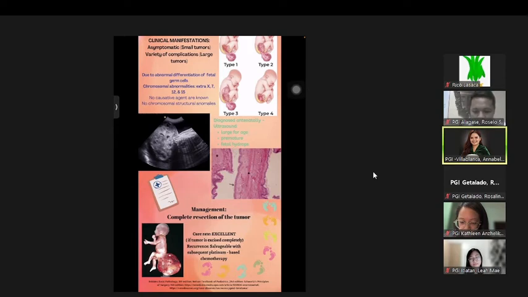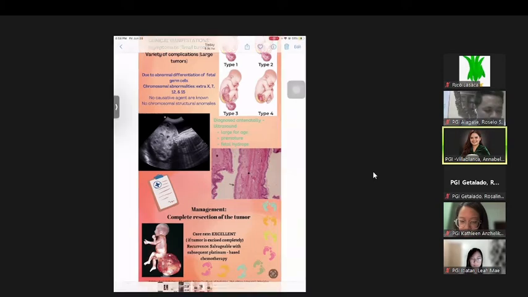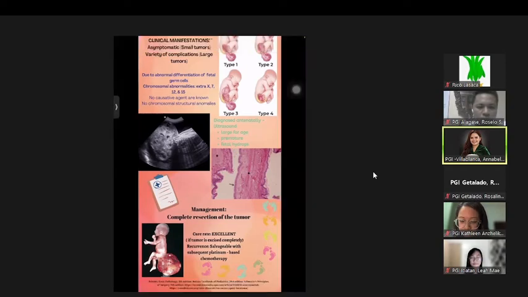So for the management of this condition, according to Schwartz, there is a need for complete resection of the tumor. The rectum and the genital structures are often distorted by the tumor, but usually can be preserved in the course of resection. We also have to take note of the perioperative complications such as hypothermia and hemorrhage, which can occur with massive tumors and may prove lethal.